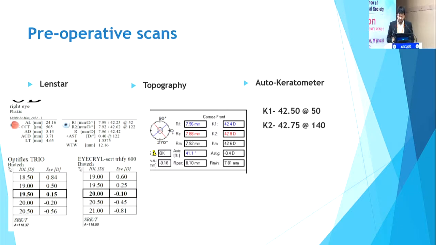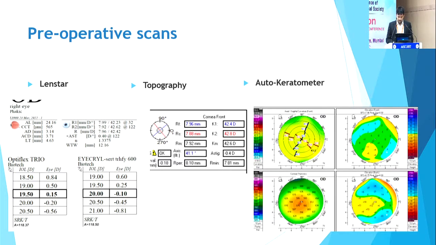Then came the scans. Lenstar, or a biometry, I would say, would be ideal for planning a multifocal lens. One, it helps you get the right amount of cylinder in the cornea, and also a precise, accurate IOL power calculation can be done here. The cylinder has to be comparable with the topography. As you see here in my case, the patient had a 0.4 cylinder in both topo and Lenstar. Also the ARK cylinder was comparable, around 0.25. The topo maps were in a normal pattern.